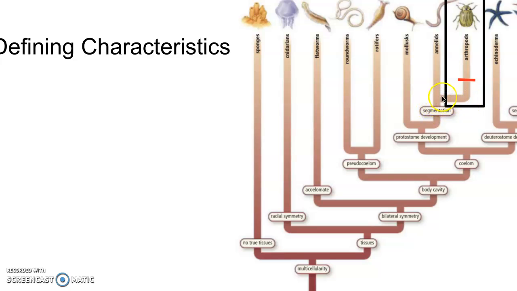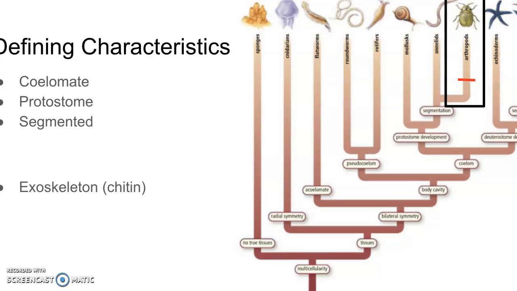However, you notice here there is a separation, and the separation is that they have an exoskeleton. These arthropods have an exoskeleton made out of chitin. Remember, chitin is a material that is also found in fungi. So they're coelomates, they're protostomes, and they're segmented. And they have a shell.